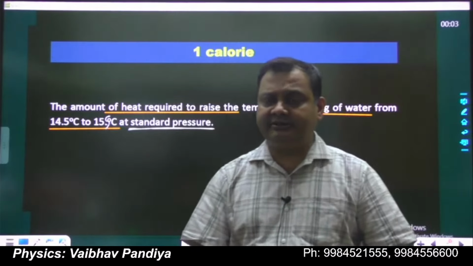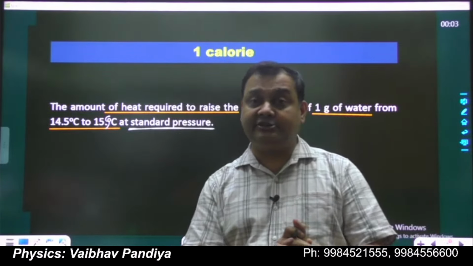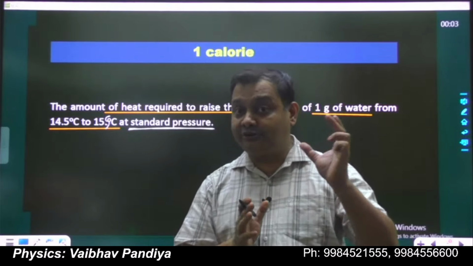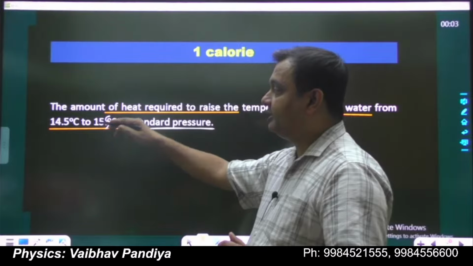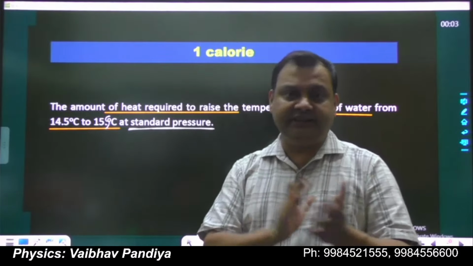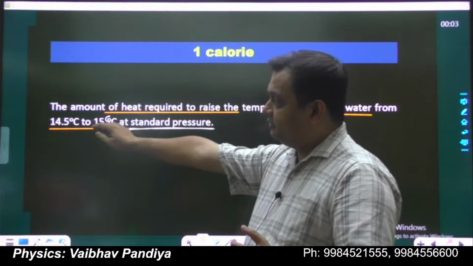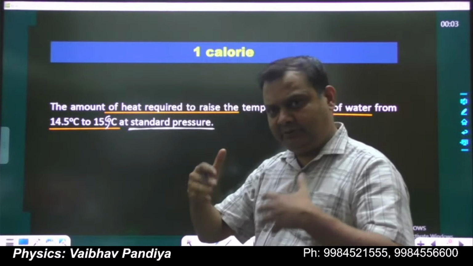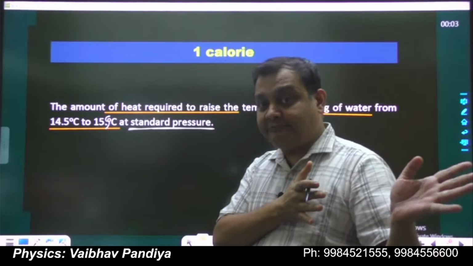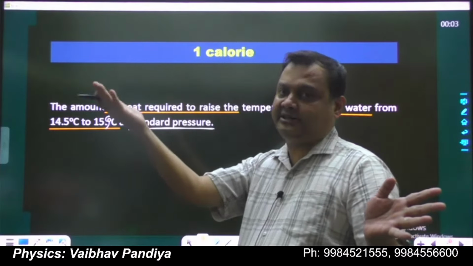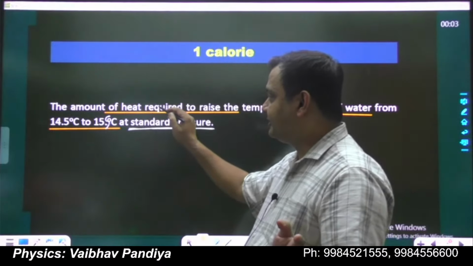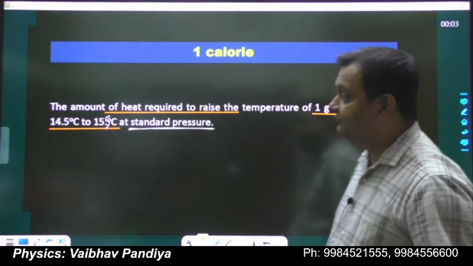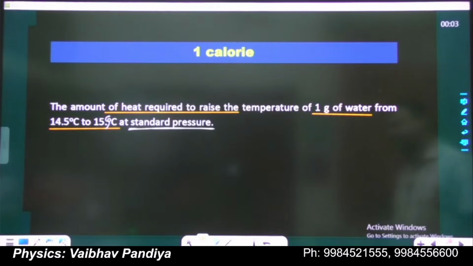You cannot simply say that 1 calorie is the amount of heat needed to raise the temperature of water by 1 Celsius degree. No, you also need to define what is the initial temperature and what is the final temperature. Because as you've seen, the heat needed to raise the temperature from 14.5 degree to 15.5 degree Celsius will be different if you're raising the temperature of water, say from 20 degree to 21 degree Celsius. So when you're defining what is calorie, you also have to define what is the reference level for the initial and final temperature. So this is the standard definition of 1 calorie.